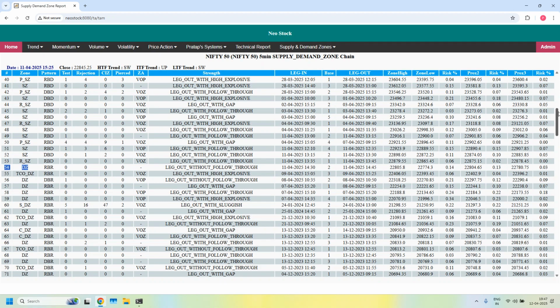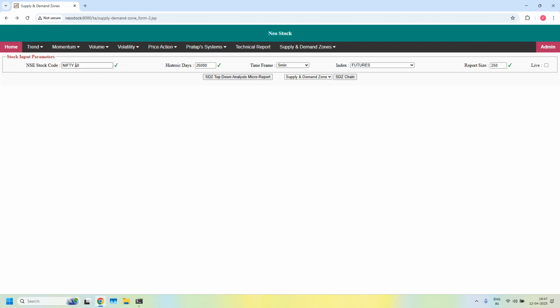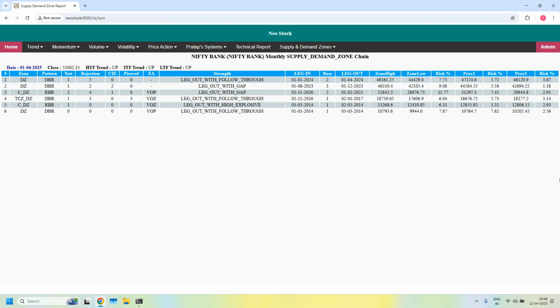So this is the 5-minute supply demand zone chain for NIFTY. With this, we have completed generation of the NIFTY supply demand zone chain. Next, we will generate the BANKNIFTY supply demand zone chain. I'm going back, changing the name to NIFTY Bank, that is nothing but BANKNIFTY, and starting with the monthly time frame, generating the monthly supply demand zone chain for BANKNIFTY.